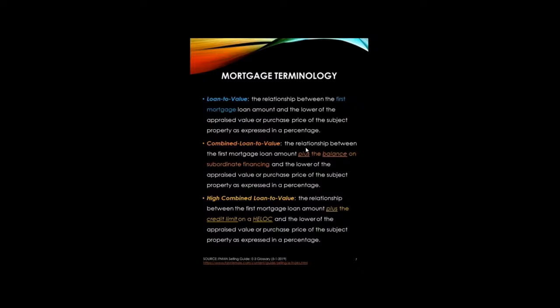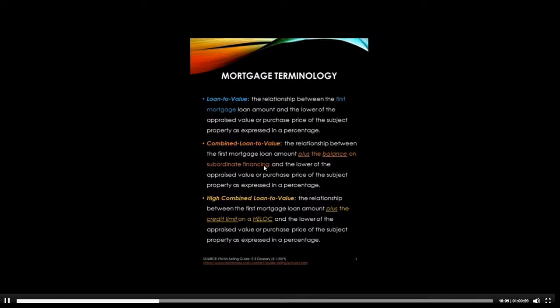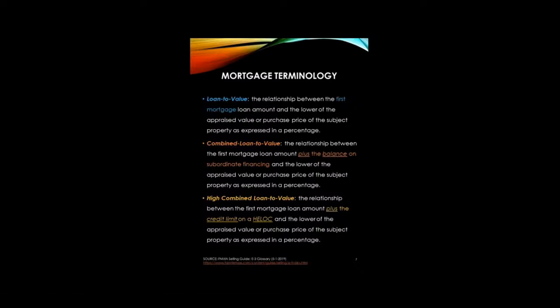The next thing is high CLTV, which is high combined loan to value. That's the relationship between the first mortgage plus the credit limit, the max that they could borrow on a HELOC, on a line of credit, and the lower of the appraised value and the purchase price of the subject property.